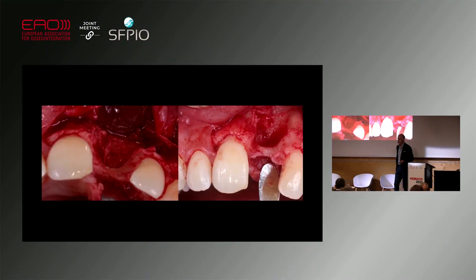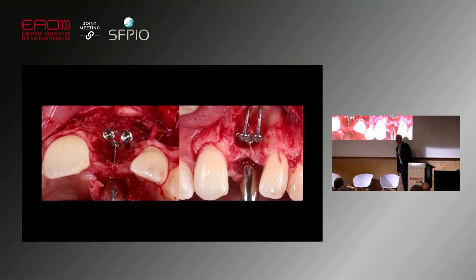Classical GBR technique. You see a quite demanding situation, of course, a single tooth gap, so biologically pretty straightforward. However, from the magnitude, it is quite a big defect. So pretty much the same procedure: stabilization of this defect using osteosynthesis screws.